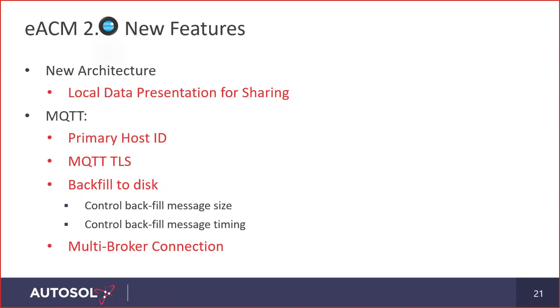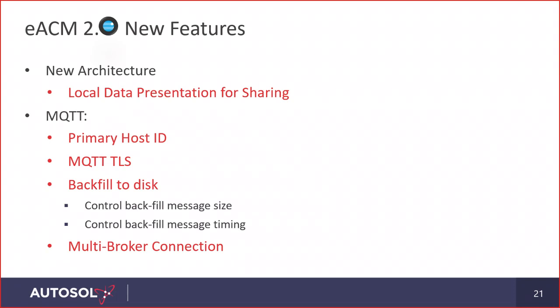You can also backfill to disk, which means that if eACM is cut off from the server or any of those other conditions, and it is backfilling data and there's a power loss and then it comes back on, you don't lose that data. So you can save your backfill data to the local disk. If there's an SD card slot, you can save it there.